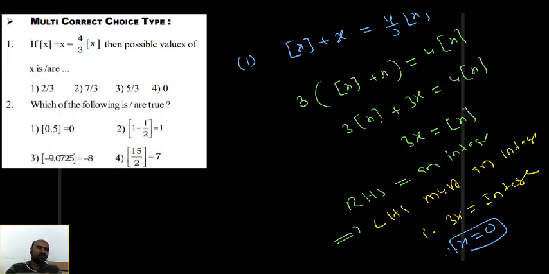Okay. Next problem, which of the following are true? Floor of 0.5 is 0, correct. Floor of 1 plus 1 by 2, that is 1.5, is 1, correct. Minus 9 point something gives minus 10, that's why this is wrong. 15 by 2 is 7 point something, correct. So I can say 1, 2, 4 are correct answers for this problem number 2.